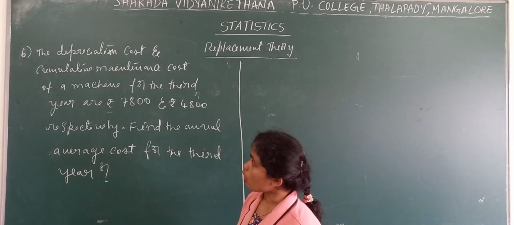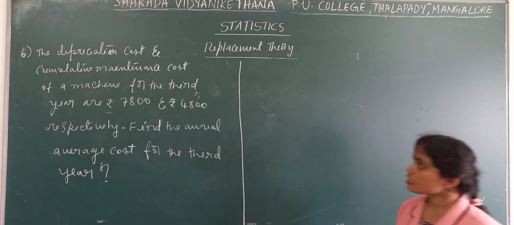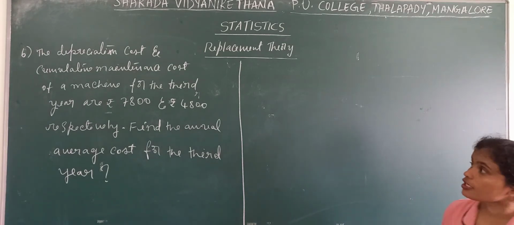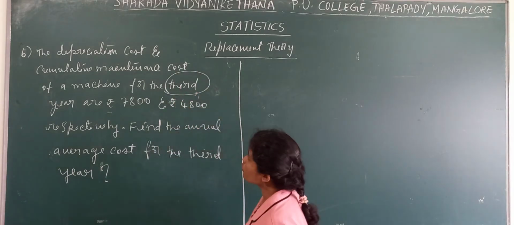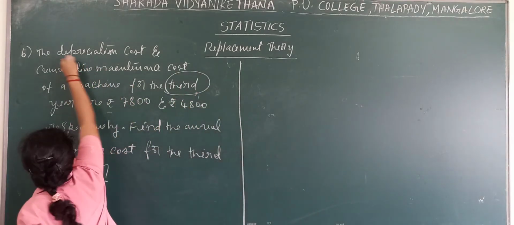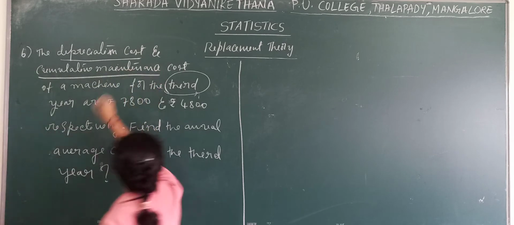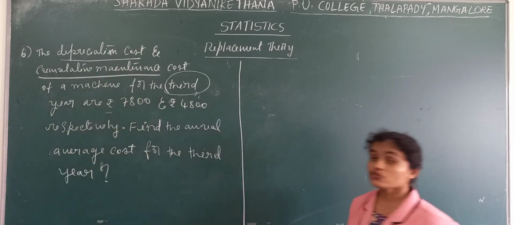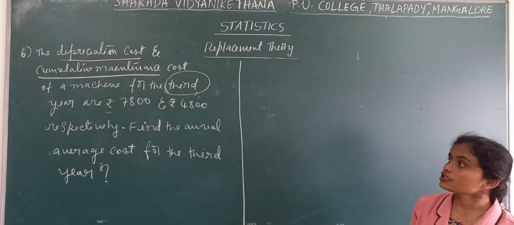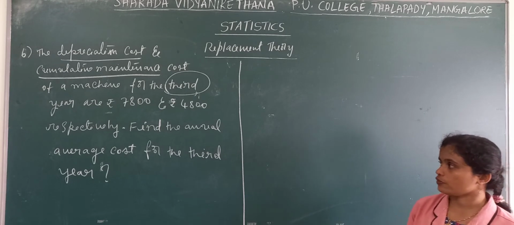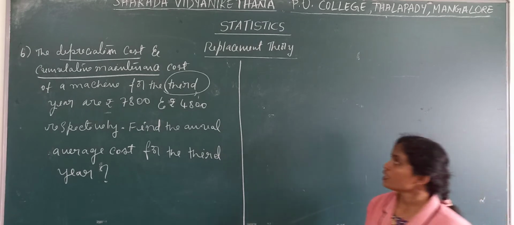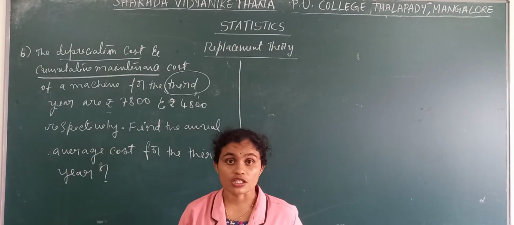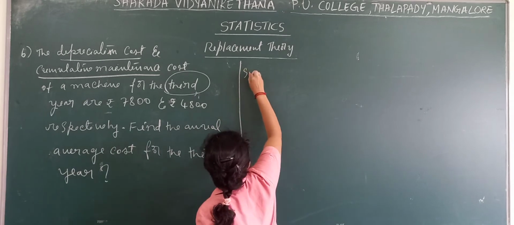The depreciation cost and the cumulative maintenance cost of a machine for the 3rd year. They have given for the 3rd year. Depreciation cost and cumulative maintenance cost of a machine for the 3rd year are rupees 7,800 and rupees 4,800 respectively. Find the annual average cost for the 3rd year. The solution.